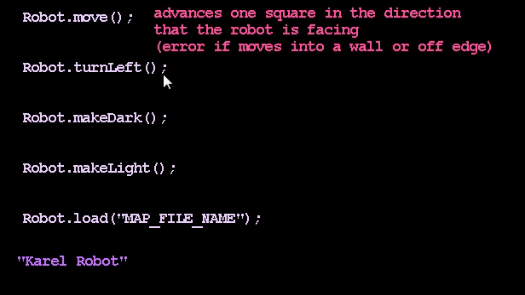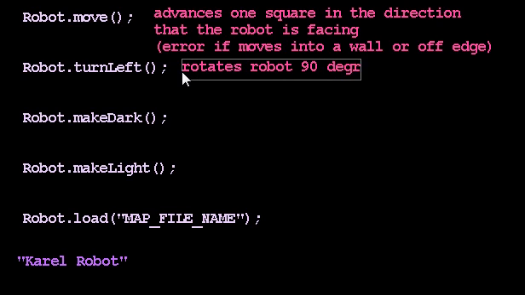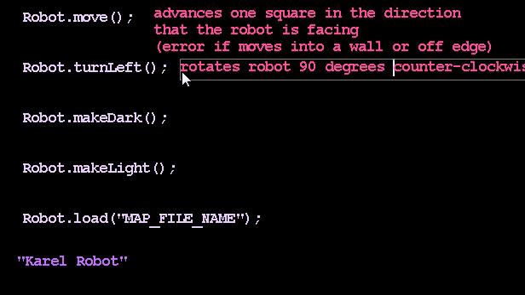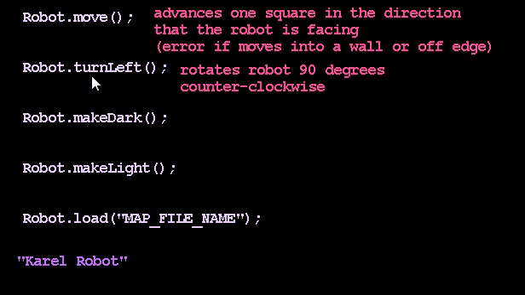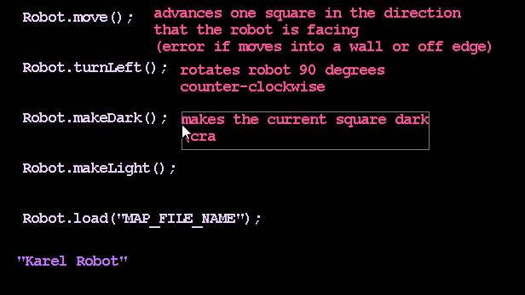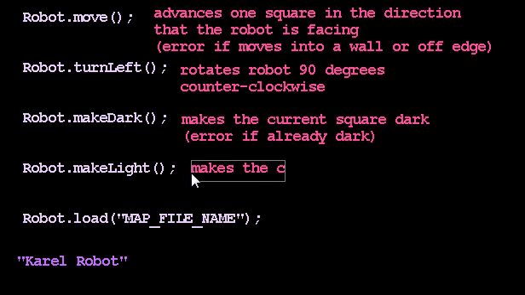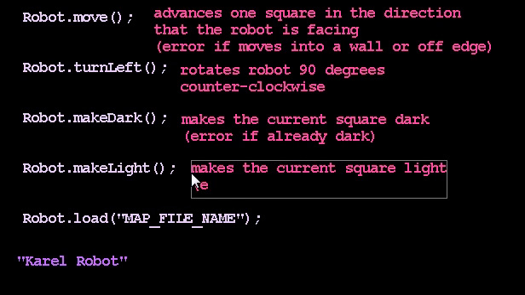Alright, so when I turn left, that rotates the robot 90 degrees to the left. What is that? That's counterclockwise. And it turns out with turn left, there's nothing that can go wrong. Make dark makes the current square dark, and I get an error, or it crashes. Those are synonymous terms. I get an error if it's already dark. Make light makes my current square light, and I get an error if it's already light.